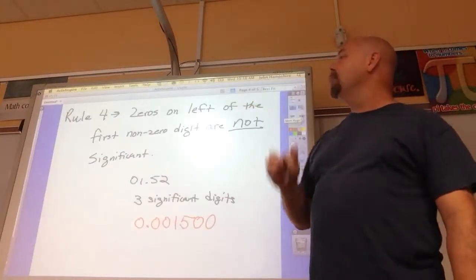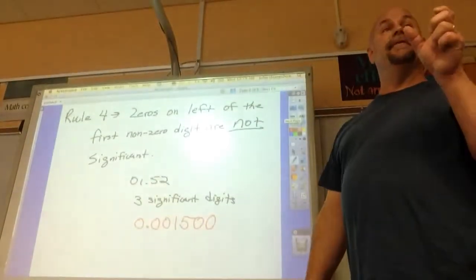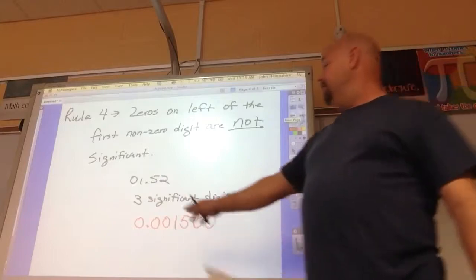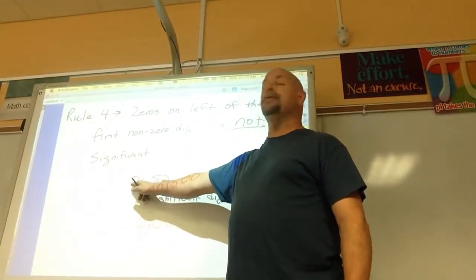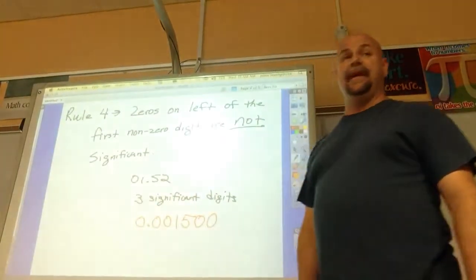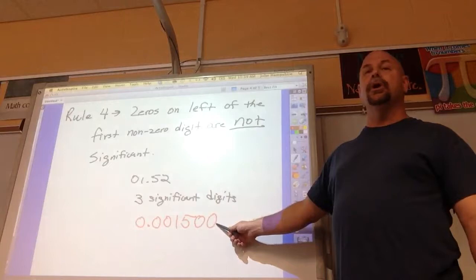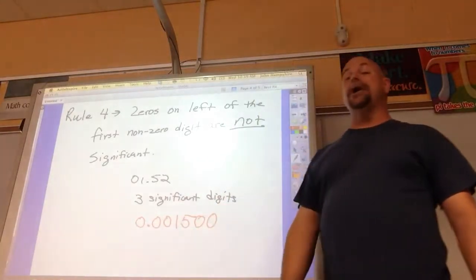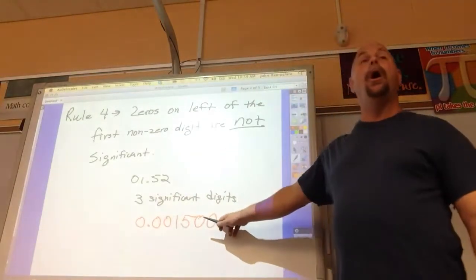And then the last rule, zeros that occur on the left of the first non-zero digit are not significant. So for example, 1 and 52/100ths. If I put a 0 before that 1, that is not significant. And then this number here is probably more likely what you would see. The first 3 zeros are not significant, but the last 2 are.